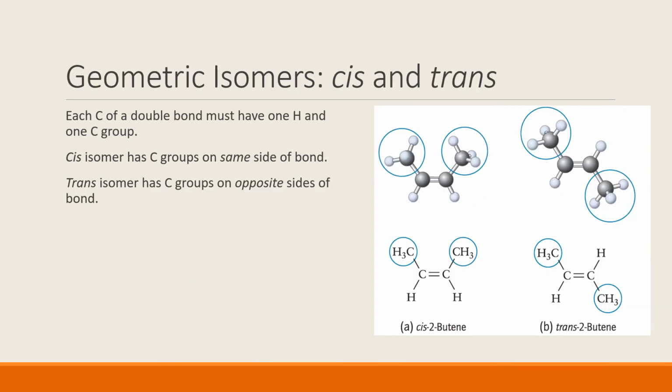An example of pair of geometric molecules is shown in this picture. Both the molecules shown in this picture represent 2-butene. As we can count, in both cases we have a 4-carbon chain and the carbon-carbon double bond is at number 2, so therefore in both cases it is 2-butene.